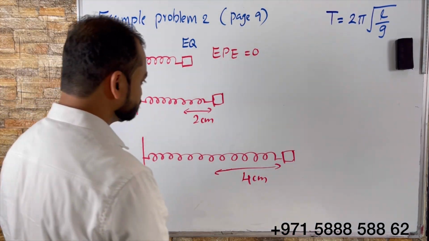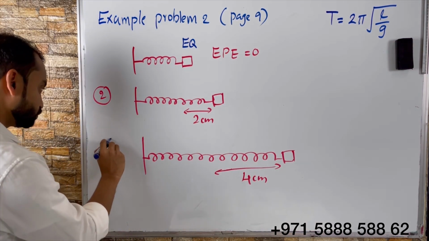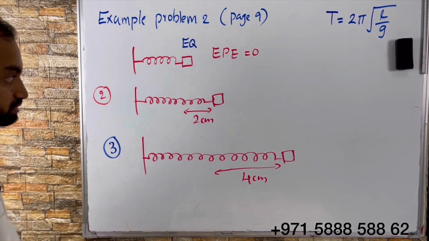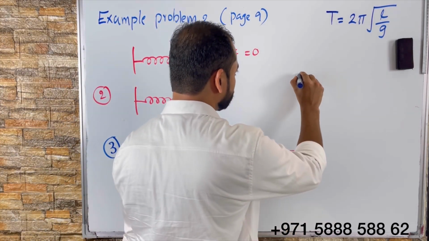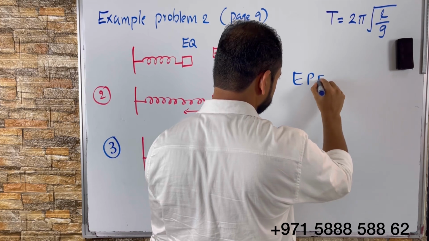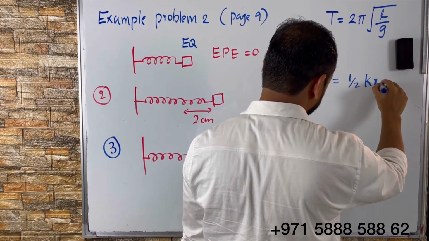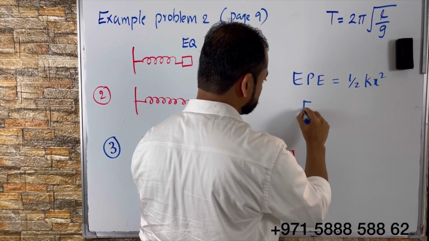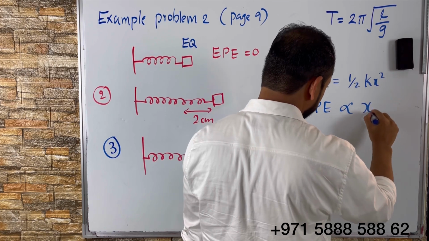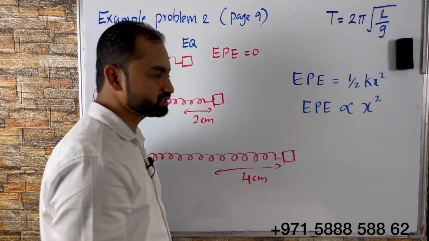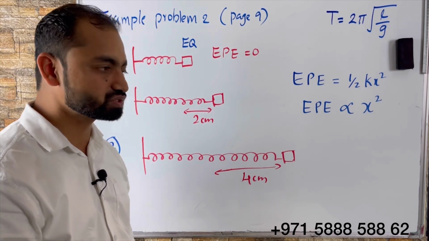So elastic potential energy will be greater in the third spring compared to the second spring. How much? We have the equation: elastic potential energy is equal to half kx squared. This means the elastic potential energy of a spring is directly proportional to x squared. It is not directly proportional to x, it is directly proportional to x squared.